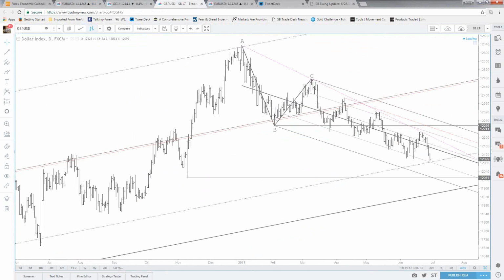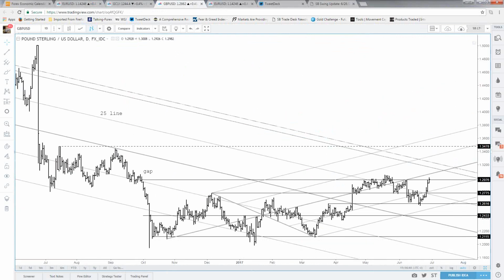We didn't really take a look at what Sarab was asking about: gold, silver, copper, oil. Yeah, we will definitely take a look at all that.